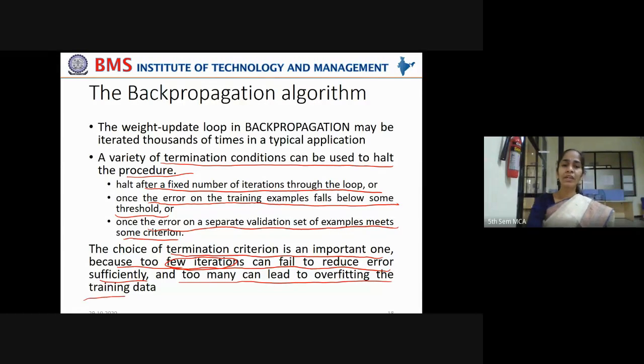It can lead to overfitting the training data. It will learn too much from the data. When it learns too much from the data, it can't generalize well to unseen, new data. That is again overfitting of your model, which doesn't perform well with unseen data. That is why you have to choose the criterion for where to stop this weight adjustment loop, so that you won't end up with more errors or with overfitting of the training data.